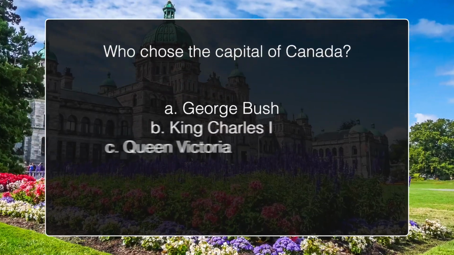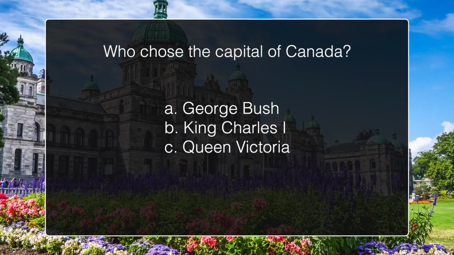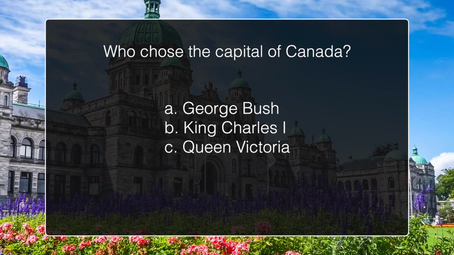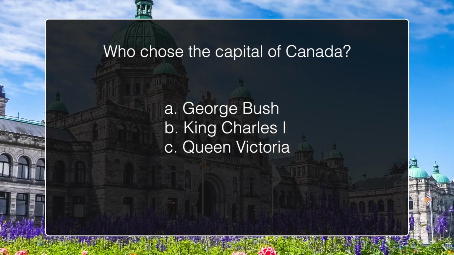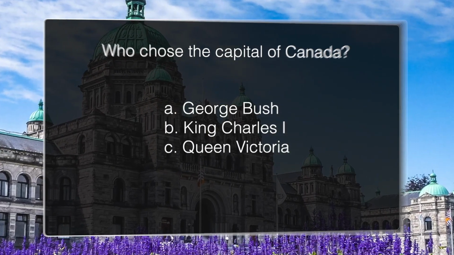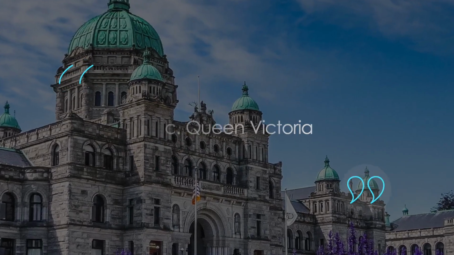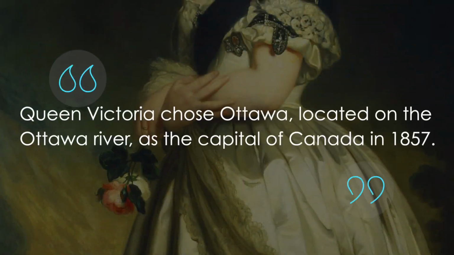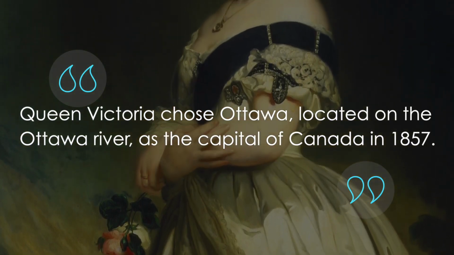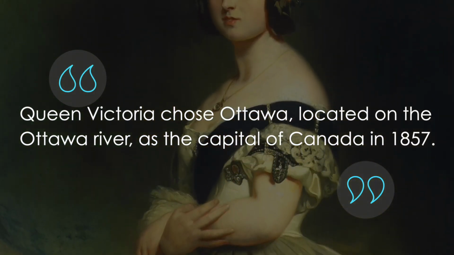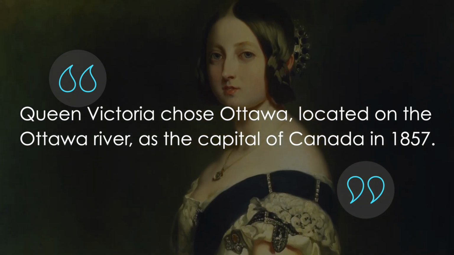Who chose the capital of Canada? George Bush, King Charles I, Queen Victoria. The answer is Queen Victoria. Queen Victoria chose Ottawa, located on the Ottawa River, as the capital of Canada in 1857.